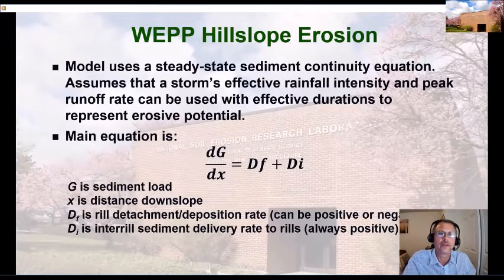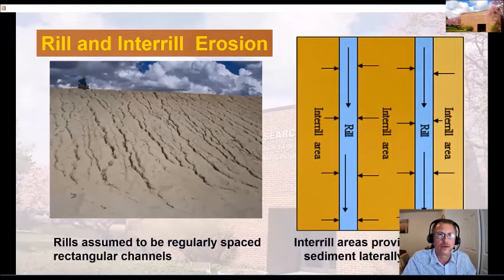This is the main equation for hill slope erosion. The model uses a steady state sediment continuity equation that assumes the storm's effective rainfall intensity and peak runoff rates can be used with effective durations to represent the erosive potential. So the change in sediment load with distance is the summation of the rill detachment deposition rate plus the interrill sediment delivery rate to the rills. Rills are assumed to be regularly spaced rectangular channels in the model. So basically on the right here we have these regularly spaced blue rills, and then the interrill areas between them supplying water and sediment.